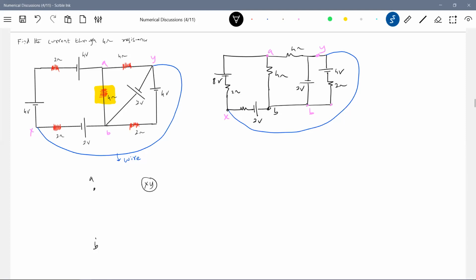Now between A and Y, 4 ohm. And then a little bit further I'll write it. I don't know how the shape will be even. Between A and Y, there is a 4 ohm resistor. Between A and X, we have a cell, 8 volt, 2 ohm. And between A and B, this 4 ohm. Then between B and Y, we have 2 volt and 4.